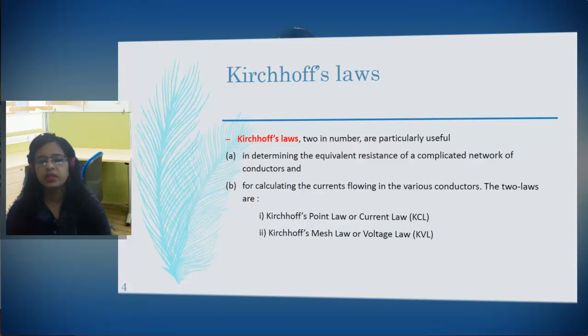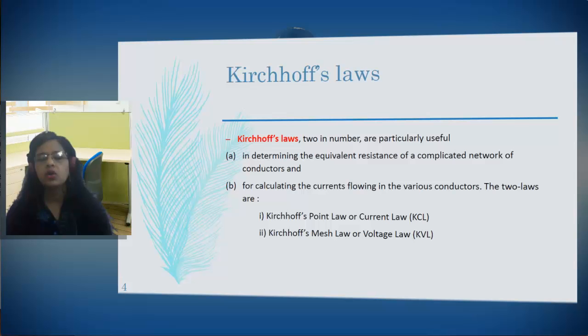So those were the terminologies which will be required throughout the entire course. It was important to discuss them. Now I will move to the next topic, that is Kirchhoff's law. All of you must have studied Kirchhoff's law in your basic classes at higher secondary level. Here I will give a very brief introduction about Kirchhoff's law.